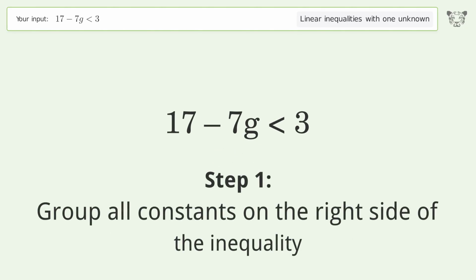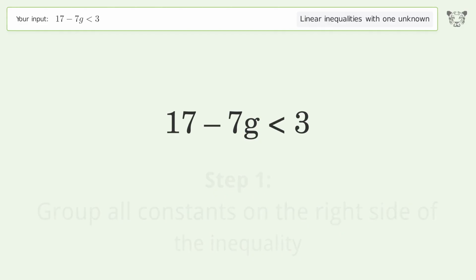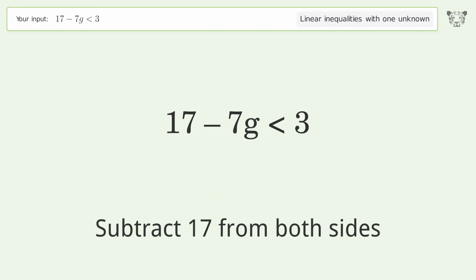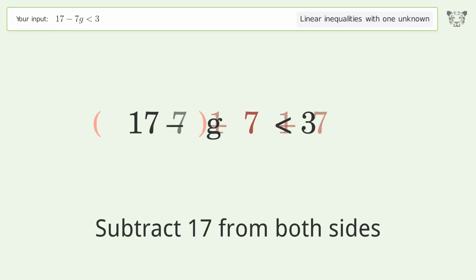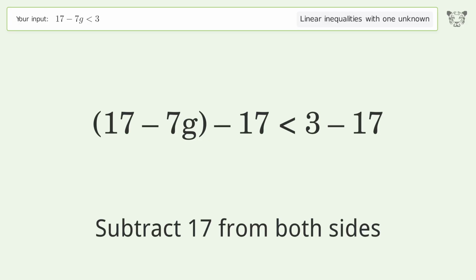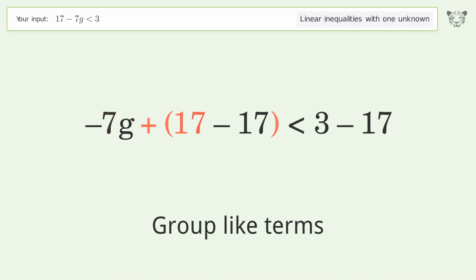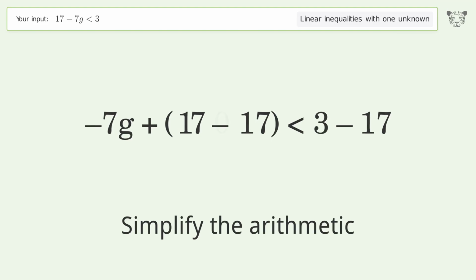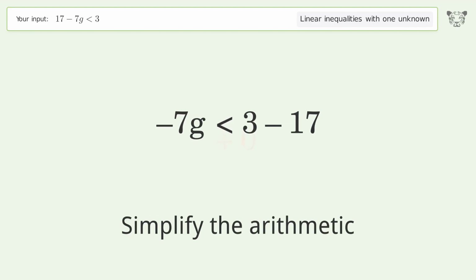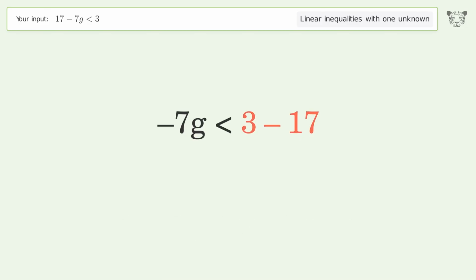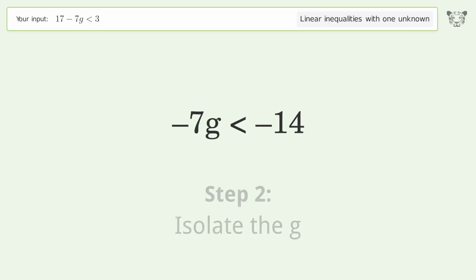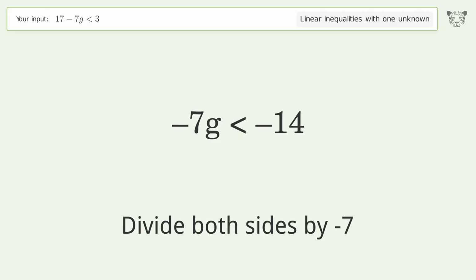Group all constants on the right side of the inequality. Subtract 17 from both sides. Group like terms. Simplify the arithmetic. Isolate the g. Divide both sides by -7.